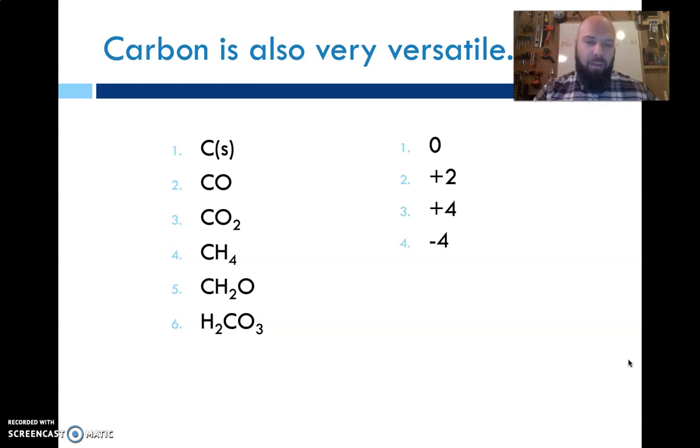Then you have the combination of a compound where hydrogen is +1, and there's 2 of them, and oxygen is -2. Those already cancel each other out. Carbon is 0 again for number 5. And then you have carbonic acid here, where it's -6 provided by the 3 oxygens and +2 provided by the 2 hydrogens, meaning carbon would have to be +4 again.